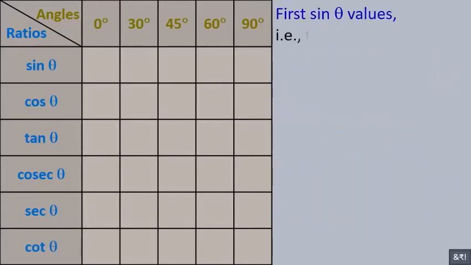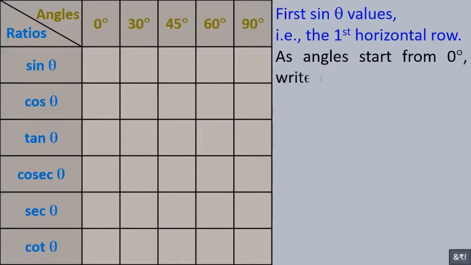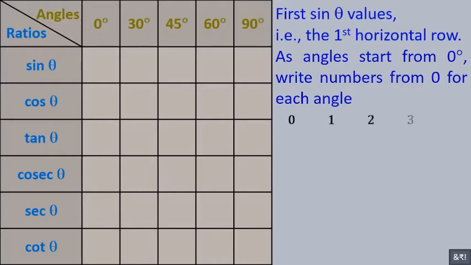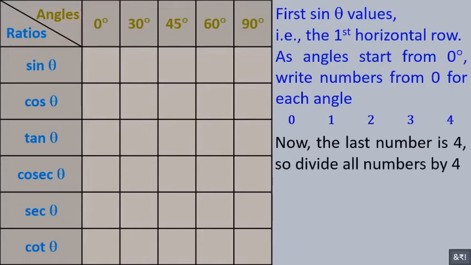First of all, we'll write the sin theta values, that is the values in the first horizontal row. As the angles are starting from 0 degree, write the numbers from 0 for each angle: 0, 1, 2, 3 and 4. Now because the last number is 4, we divide all the numbers by 4. We get 0 by 4, 1 by 4, 2 by 4, 3 by 4 and 4 by 4.